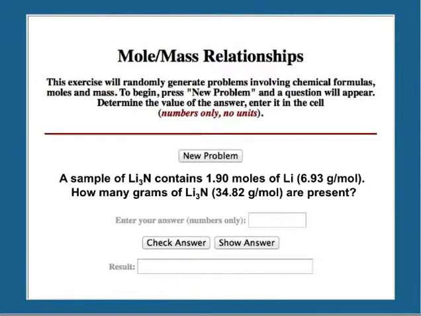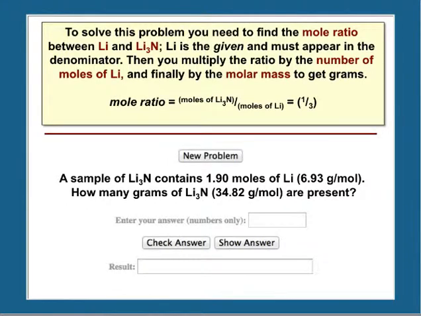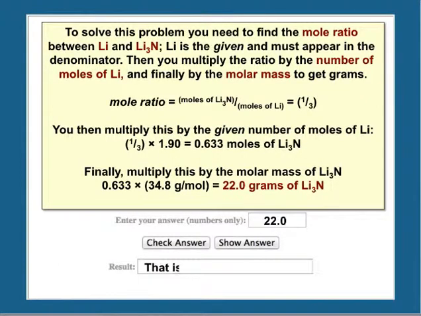The third tutorial looks something like this. We have a sample of lithium nitride containing 1.9 moles of lithium. We want to know how many grams of our compound lithium nitride are present. Now the way this one differs from the others is that we have to use the mole ratio for lithium to lithium nitride. We are given a number of moles of lithium, so I put lithium in our denominator. We're going to multiply this by our given, and when we do, we get 22 grams of the compound lithium nitride.